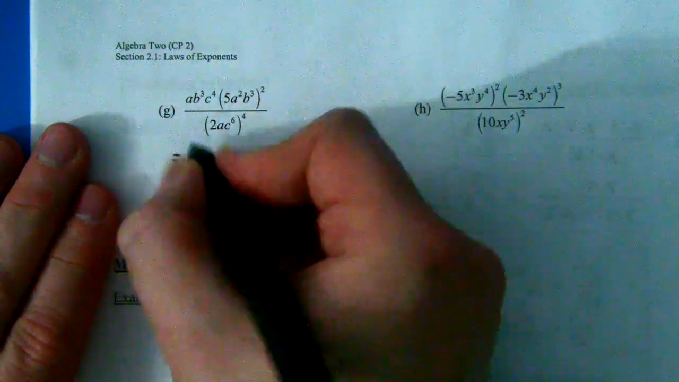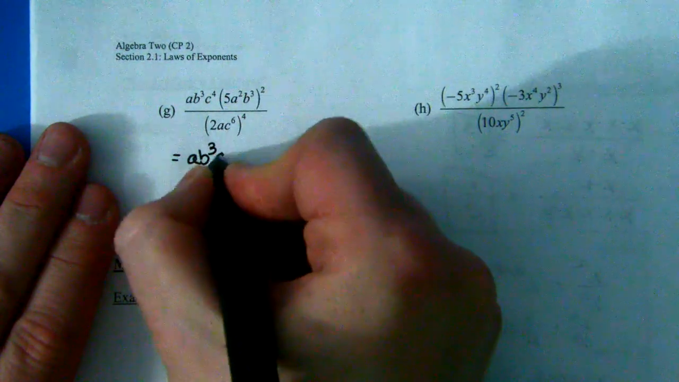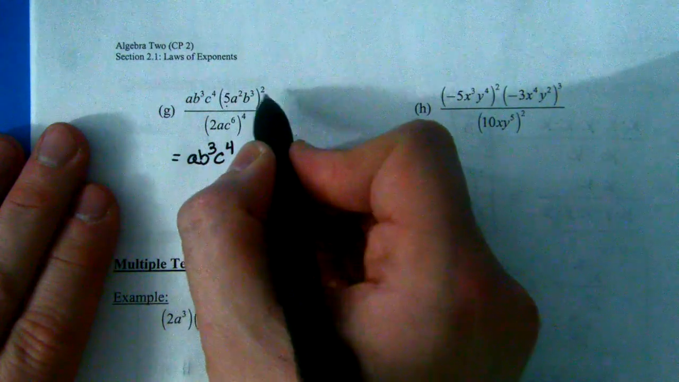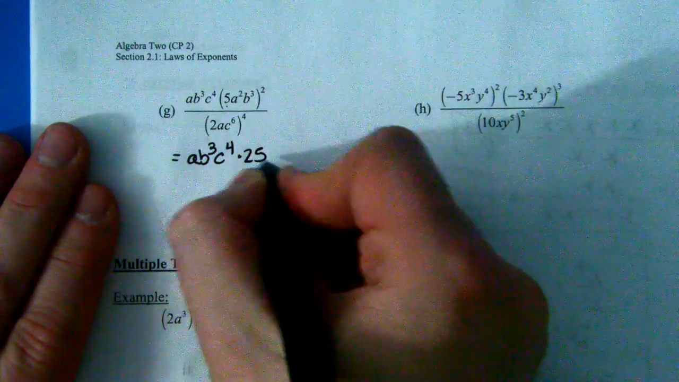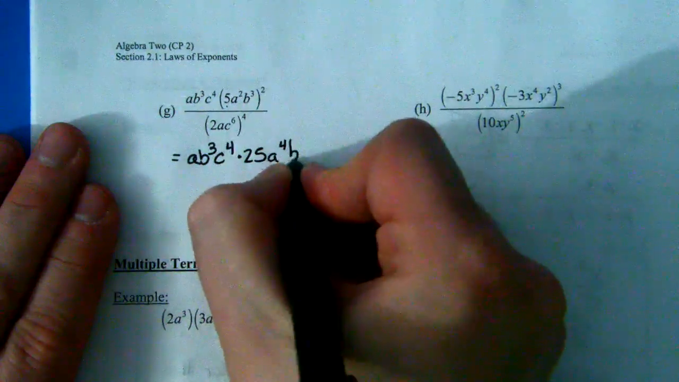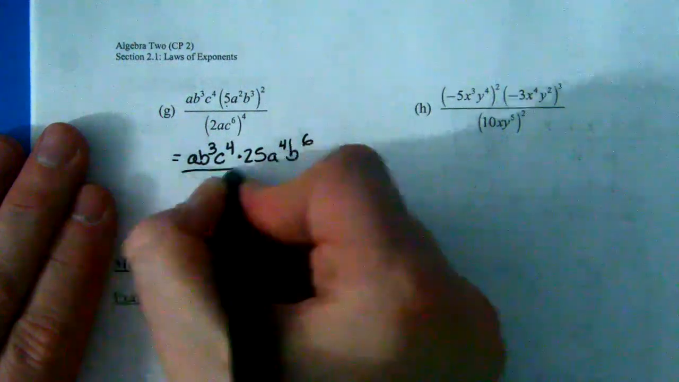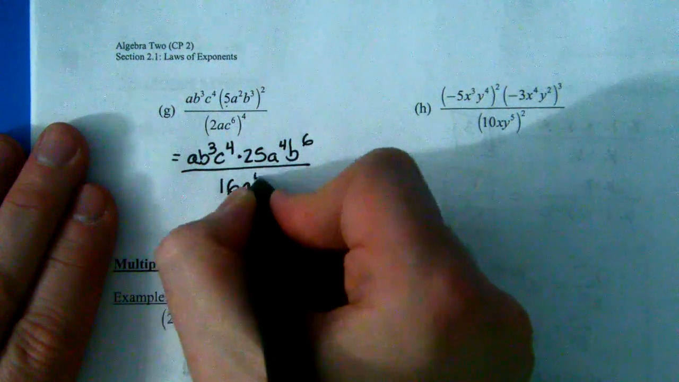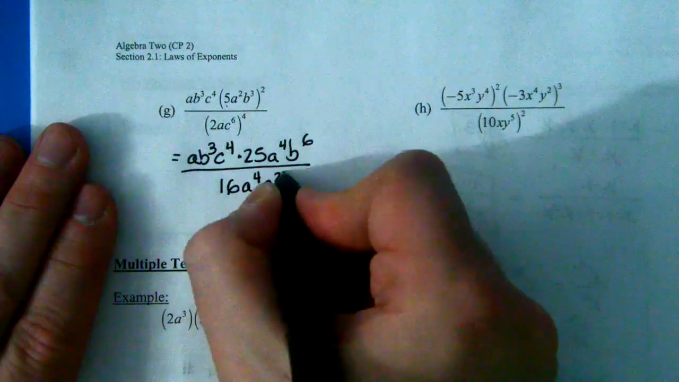So I'm going to first distribute those powers, a b to the third, c to the fourth, times, well, you know what, because it's just a positive number raised to a power, I'm just going to do it. I'm going to say 25, a to the fourth, b to the sixth. The denominator is 16, 2 to the fourth, a to the fourth, c to the 24th.